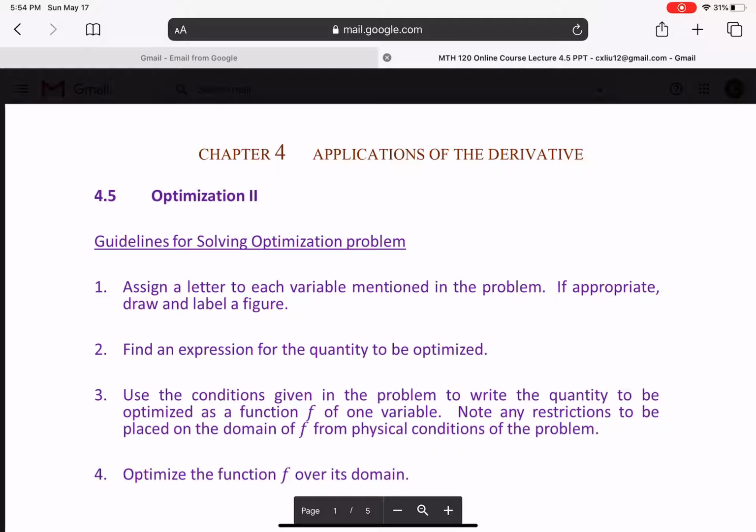Hello, we're going to discuss 4.5 Optimization 2 today. This is a continuation of the topic in 4.4. We're going to discuss the applications of derivatives in economic optimization.